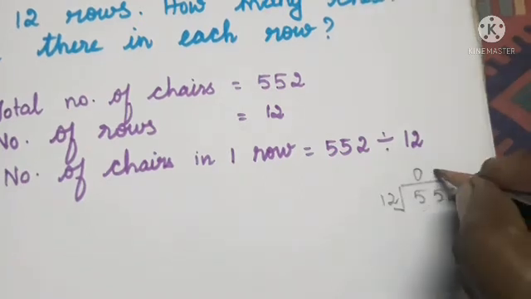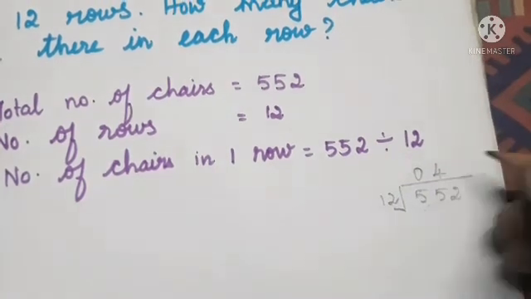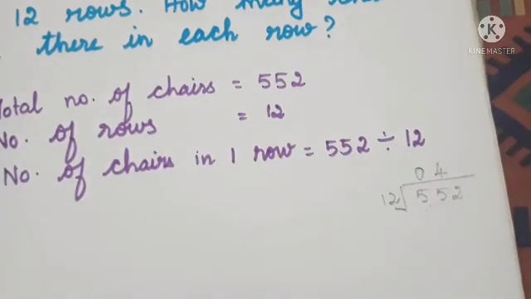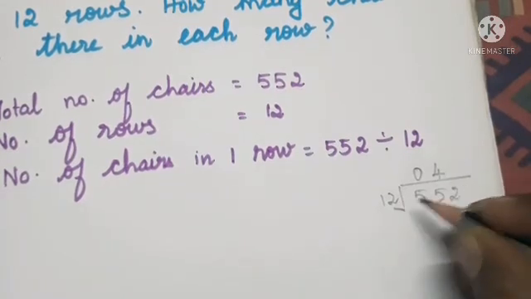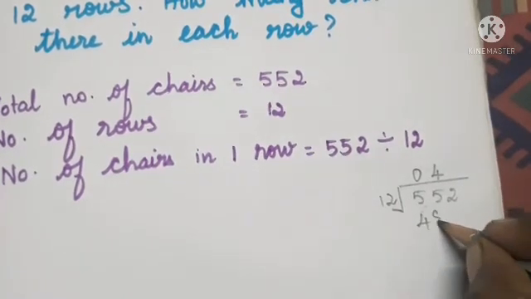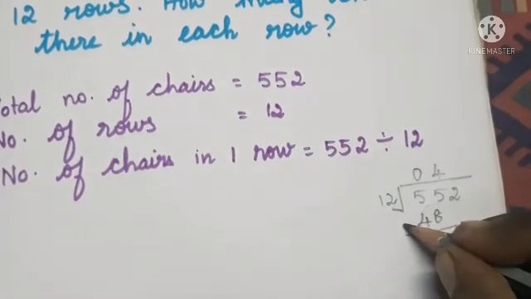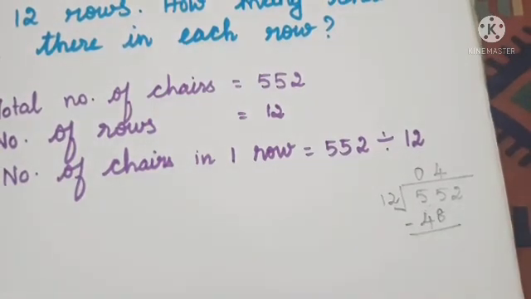So we can write 4 in the tens place value of the quotient, and we can write 4 12s: 4 into 12 is 48. Okay, 48. Next we do the subtraction.